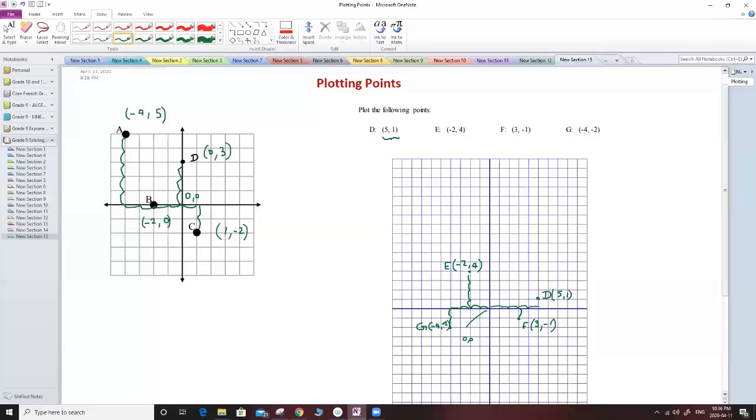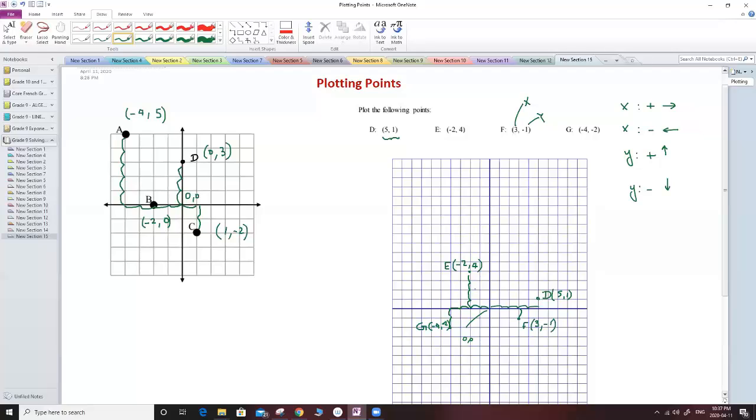So don't forget, very important, that we start with the x coordinate and after that the y. This is the x, this is the y. If the x is positive, that means I'm going to the right. If x is negative, that means I'm going to the left. The y, if it's positive, that means I'm going up. And if it's negative, that means I'm going down.